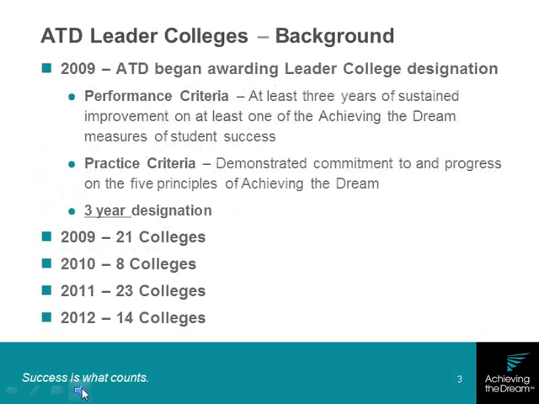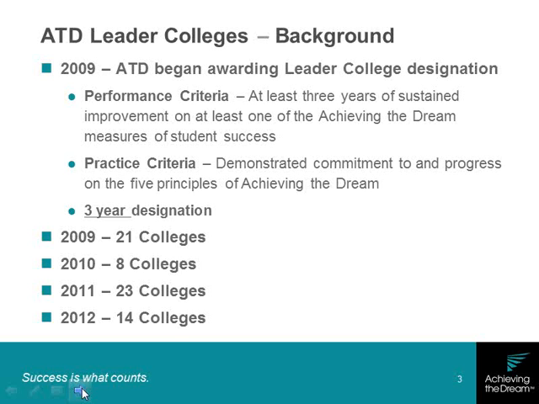So Achieving the Dream began awarding Leader College status in 2009. And the designation was and is based on performance criteria and practice criteria. Performance criteria is measured by at least 3 years of sustained improvement on at least one of the Achieving the Dream student success measures. And I think we're all pretty familiar with those measures. And then the criteria for practice is measured by an annual coach assessment that is done of the colleges by the coaches. You can see here the different rounds of Leader Colleges that we've had.